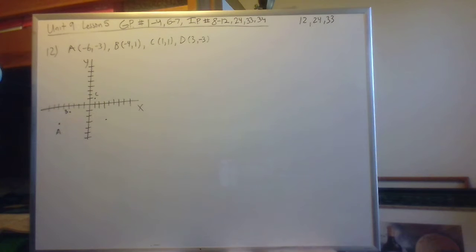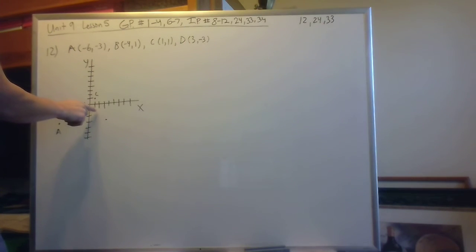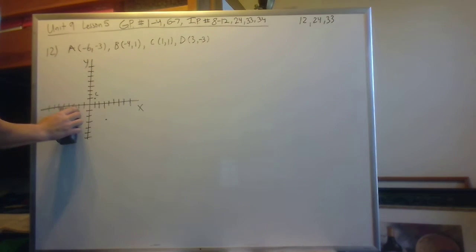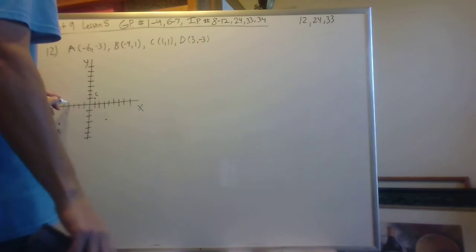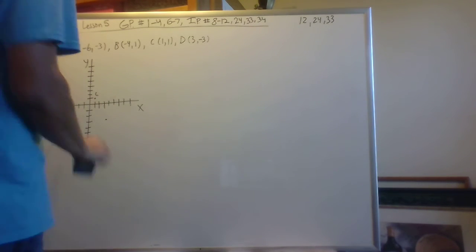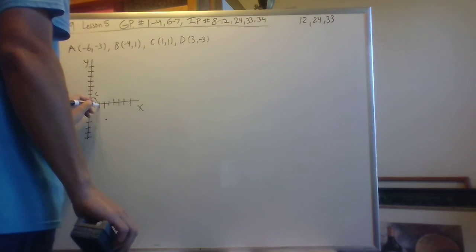And I just need to double check. Yep, so that is correct. I thought it could have been 1, -1, but in fact it is not. And B, I drew incorrectly. It's at -4, 1. Okay, so that looks more correct. All right, so I'm just going to draw this trapezoid.